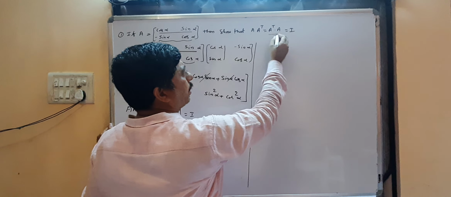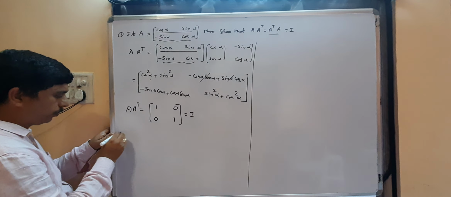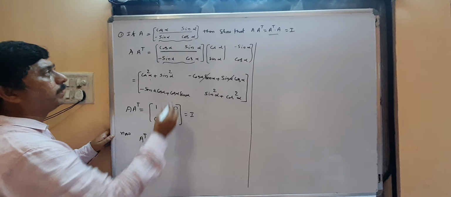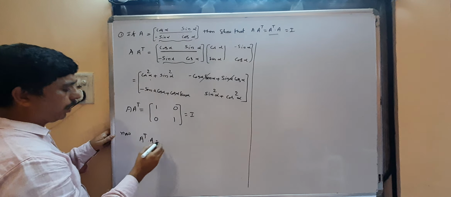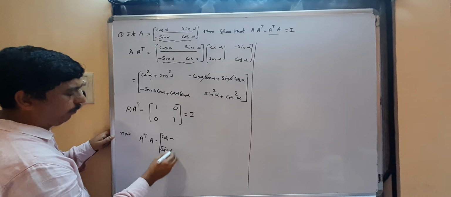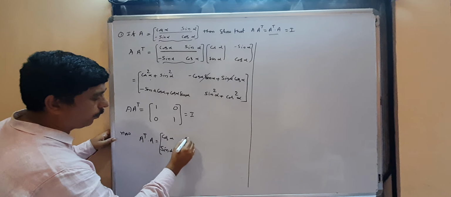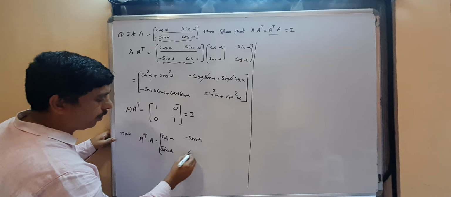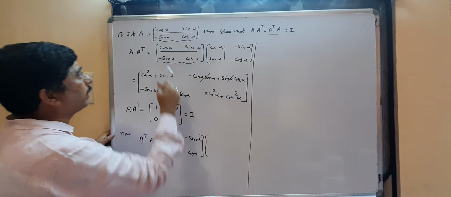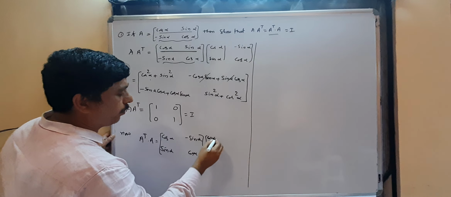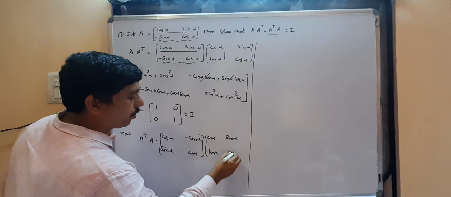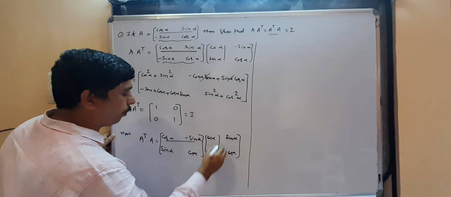Similarly, you can consider A transpose into A. A transpose is the transpose of the matrix. The first row changes to a column: cos alpha, sin alpha. The second row changes to the second column: minus sin alpha, cos alpha. Into matrix A, the same matrix A: cos alpha, sin alpha, minus sin alpha, cos alpha. Row into column you have to multiply.